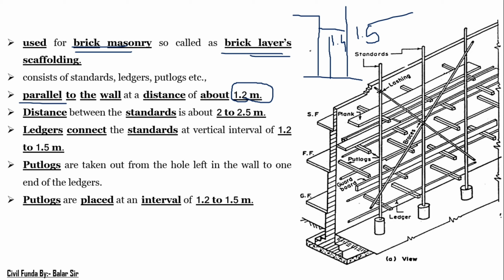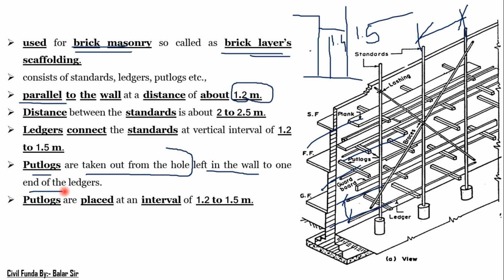Now next, the distance between standards, that means here it is and here it is, and the distance between them is about 2 to 2.5 meter. The ledger is connected to the standard at a vertical interval. Clear? That means this one, this one, this one, this one, and this one, and the gap between them is 1.2 meter to 1.5 meter. Clear?